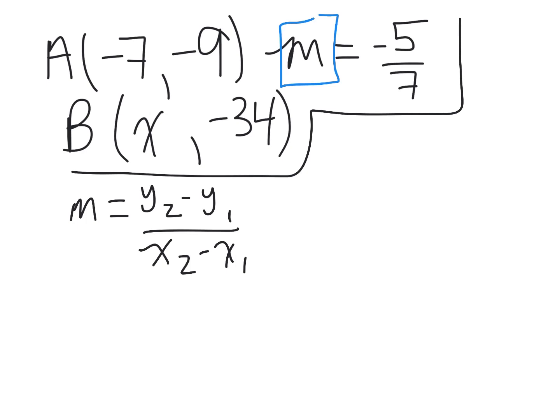So that's y1, sorry, not y2. And that's x1. This is x2, and this is y2. Perfect. Now I'm going to plug in my values that I know. My y2 value that I labeled is right here, and my y2 value is -34. So I write that in: -34 minus my y1. And my y1 is right here. It's -7. So I write in -7.